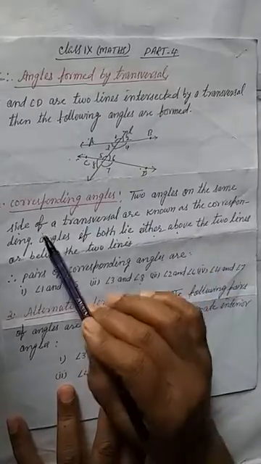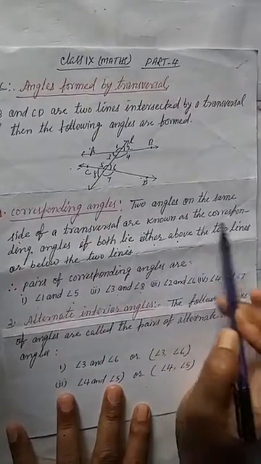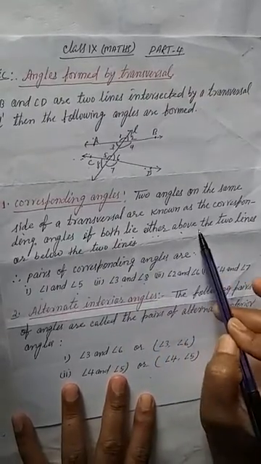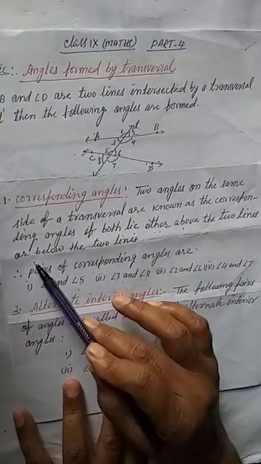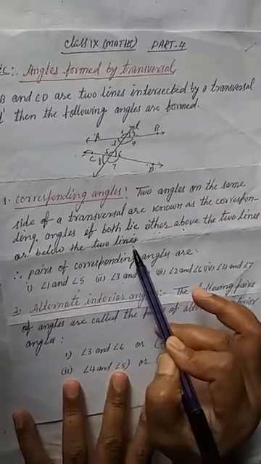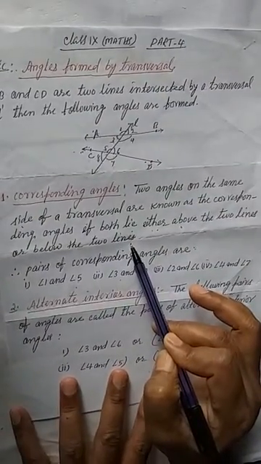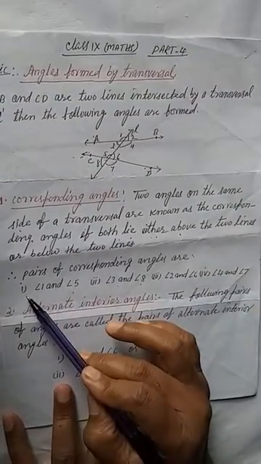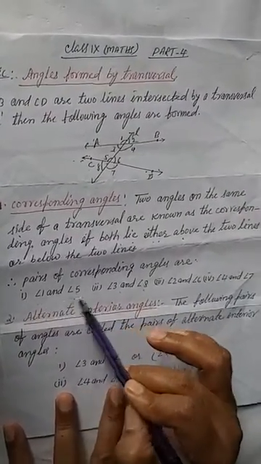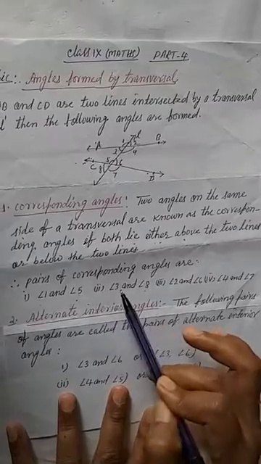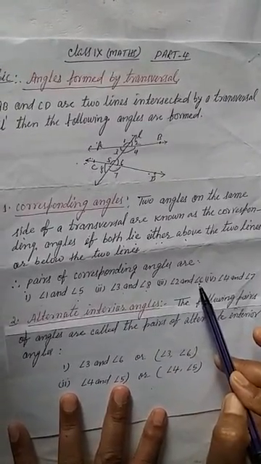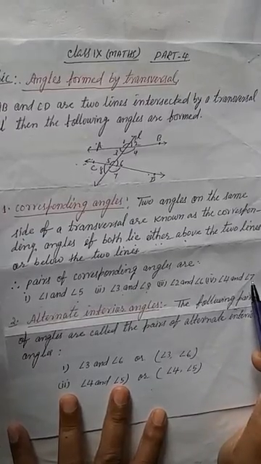Two angles on the same side of the transversal are known as corresponding angles, both either above the two lines or below the two lines. Okay, students. So pairs of corresponding angles are like this: angle 1 and angle 5, angle 3 and angle 8, angle 2 and angle 6, angle 4 and angle 7.